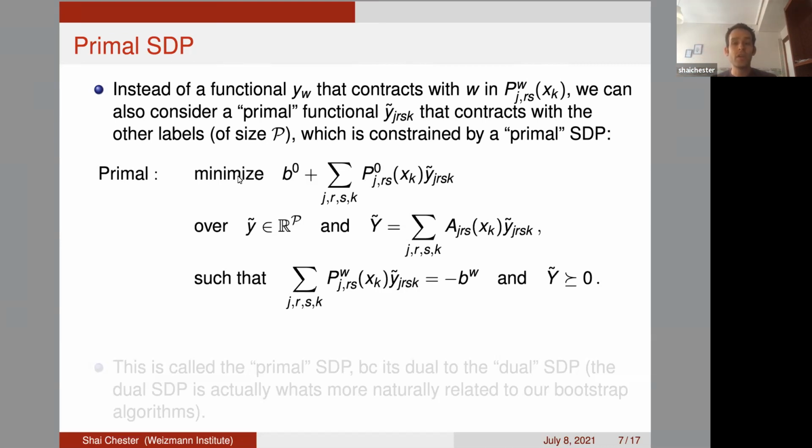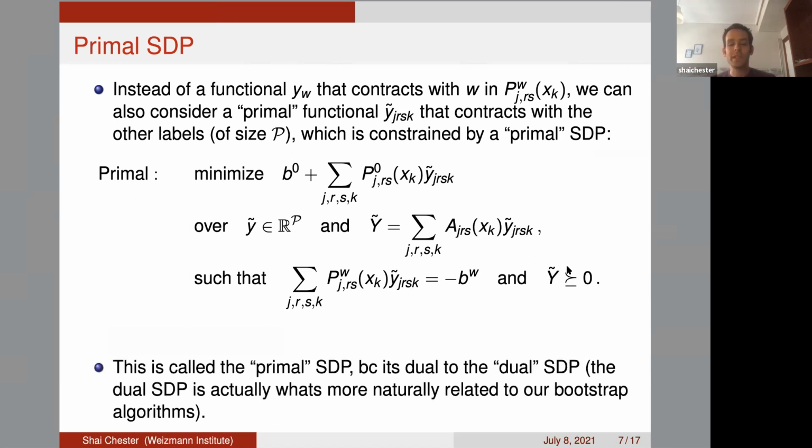In the primal program, we are now minimizing b naught plus this polynomial contracted with the y tilde functional over the space of all dual functionals y tilde, as well as dual capital matrices Y, which are defined exactly in this equation. The capital dual Y is defined as contracting the matrix A introduced in the previous slide with the dual functional y tilde, such that y tilde contracted with all of the other labels of p equals minus bw, and that this y tilde is positive semi-definite.